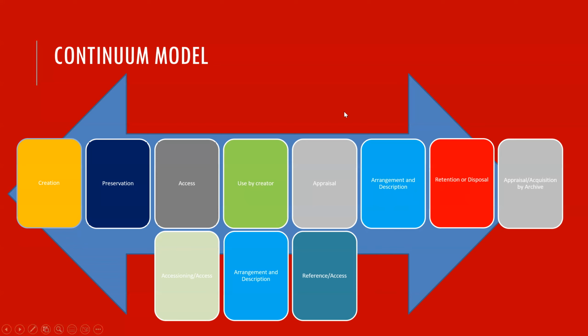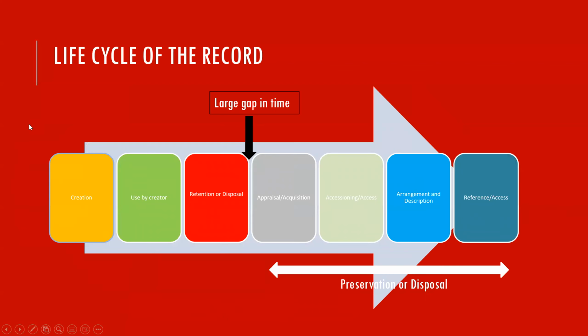So again, appraisal just isn't a process that begins and ends. It happens as soon as records are created, and it continues into the future, even after the records are in a repository. So again, in the traditional life cycle of the record, as the Dingwall article from last week talked about, there can be this large gap of time between the retention and disposal choices made by records creators, and appraisal choices made by archives. And that's really not ideal, again, especially when it comes to digital records.